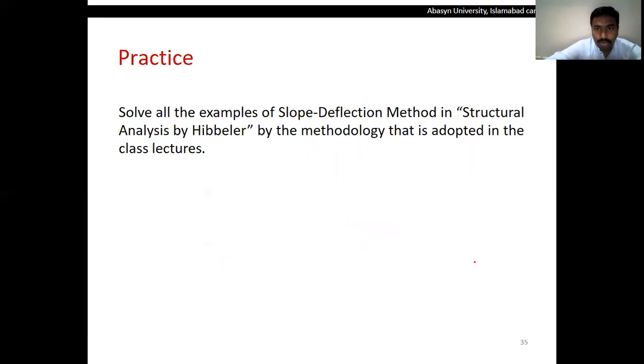That's all for today. But at the end, I would suggest that you also practice the slope deflection problems and examples solved in the book of R.C. Hibbeler and the book of structural analysis by Aslam Kassimali, using the same methodology that I have taught you in the class lectures. The more you practice, the better you will understand the slope deflection method. As they say, practice makes a man perfect.